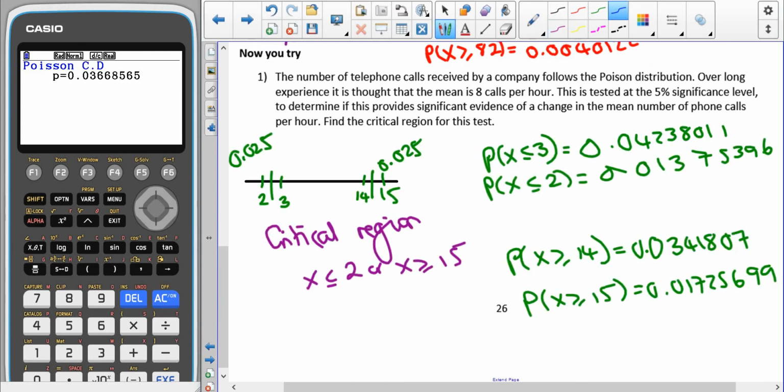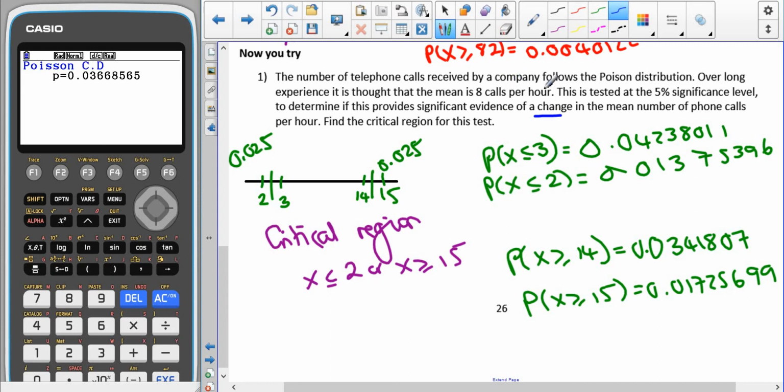So hopefully you paused the video and you gave the Now You Try questions a go. So for this first one, we've got the number of telephone calls received by a company follows a Poisson distribution. Over a long experience, it is thought that the mean is 8 calls per hour. This is tested at a 5% significance level to determine if there's significant evidence of a change in the mean number of phone calls per hour. Find the critical region for this test.